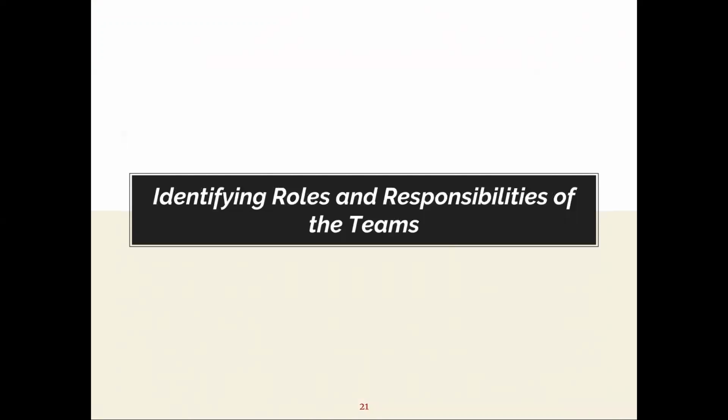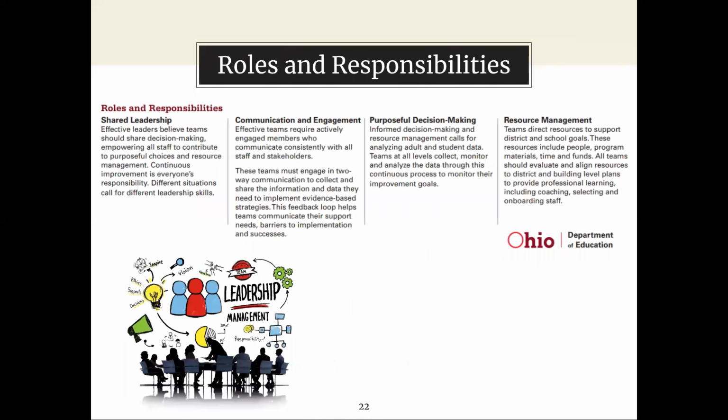Now that we have discussed the various teaming structures in the Ohio Improvement Process, let's dig into the roles and responsibilities of each of these teams. All teams have specific roles and responsibilities, which include shared leadership, communication and engagement, purposeful decision-making, and some teams may discuss various aspects of resource management.